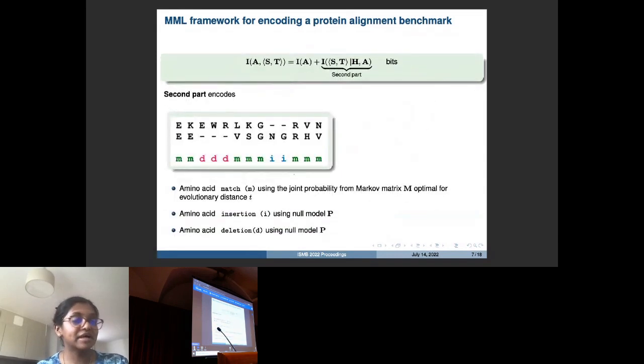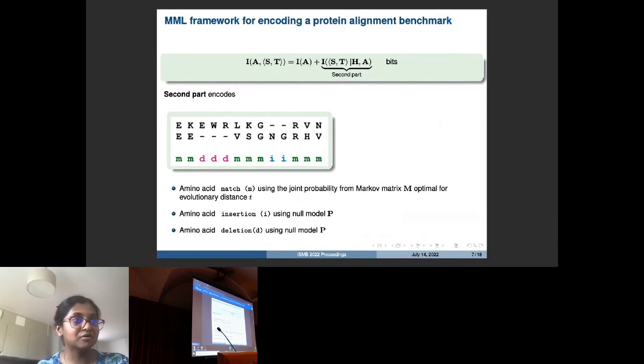The second part is quite straightforward. We are encoding all these columns according to their state. So if it is a match state, then we take these amino acid residues and encode them using the joint probability that we obtain from the Markov matrix we have under the optimal evolutionary distance. And then for insertions and deletions, we can simply take the null model and encode them.